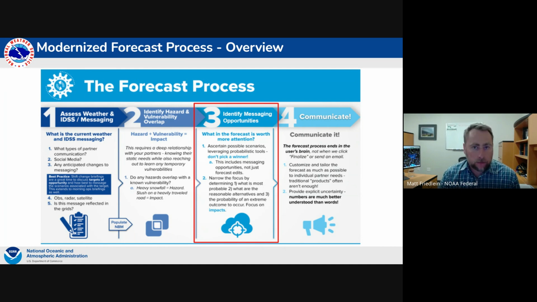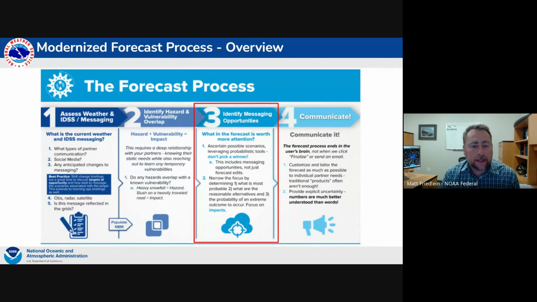Today, as we look at the Modernized Forecast Process and do a walkthrough, here's sort of that overview infographic. And today we're really going to be focusing on parts 2, 3, and 4 there. And we hope that in this past year that these 4 steps you've been seeing integrated into your workflow day in and out at your office here.